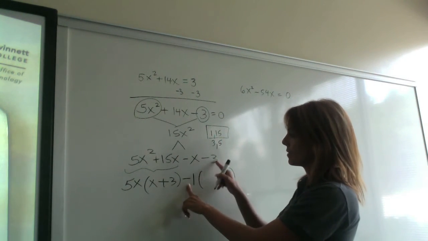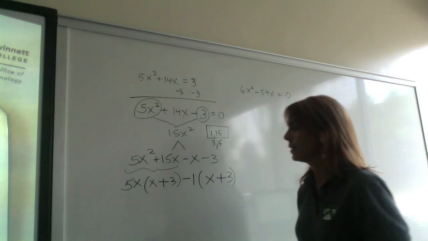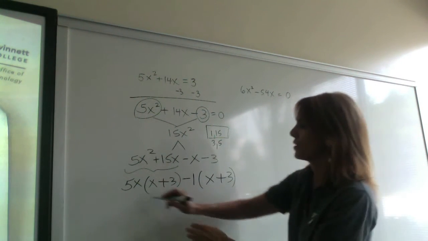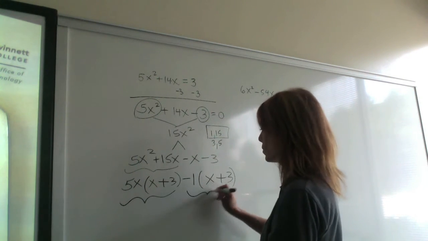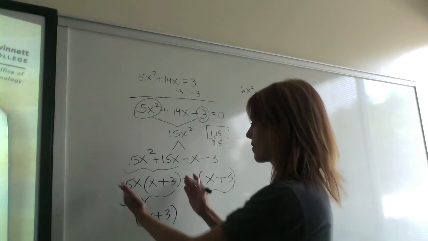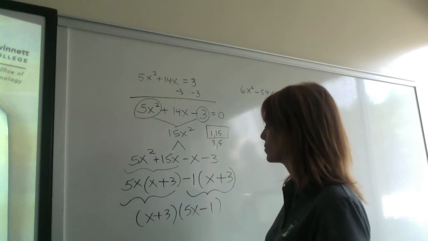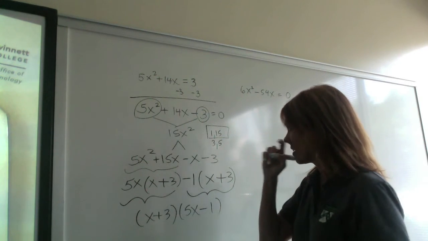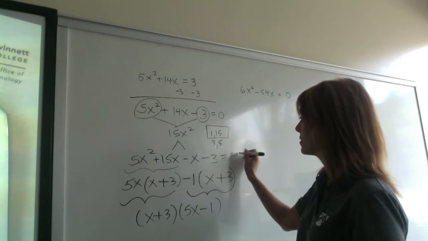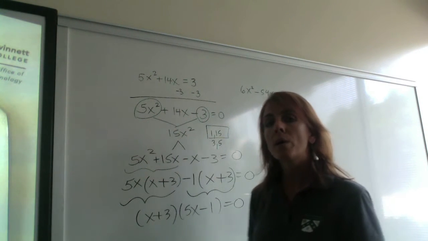Now I can take the GCF out of this whole piece and this whole piece, and that is x plus 3. And if I divide that out of the first piece, I get 5x. And if I divide it out of the second piece, I have minus 1. So in all these cases, this is equal to 0. So this is where we have to finish the problem. We need to take each of these factors and set them equal to 0.